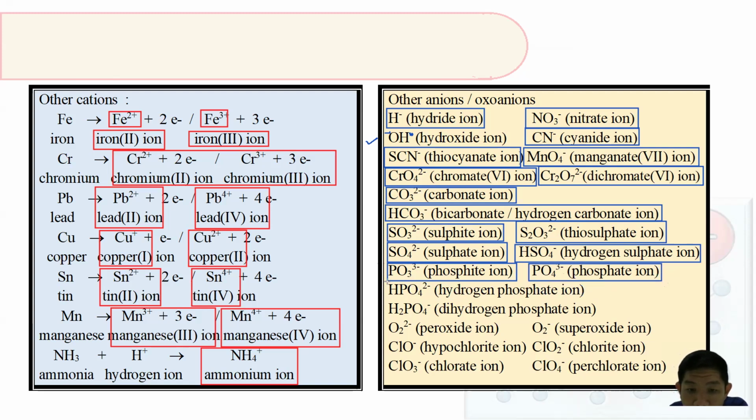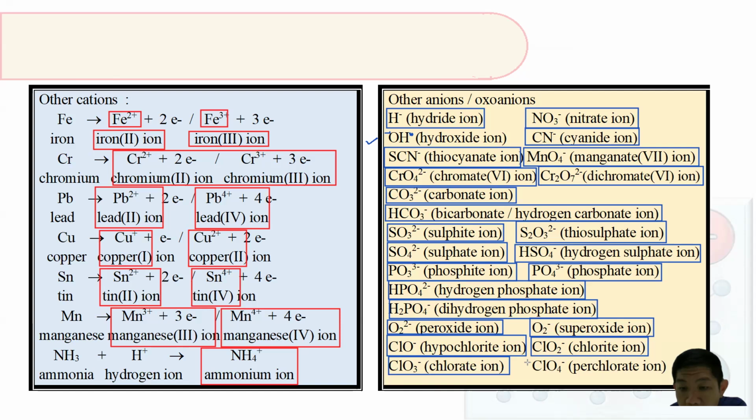And then we can also have hydrogen phosphate ion and dihydrogen phosphate ion with the formulas HPO4 2 minus and H2PO4 minus respectively. We can also have peroxide ion with the formula O2 2 minus. We can have superoxide ion, O2 minus. We can have hypochlorite ion, ClO minus. We have chlorite ion, ClO2 minus. We have chlorate ion, ClO3 minus. And we have perchlorate ion, ClO4 minus.